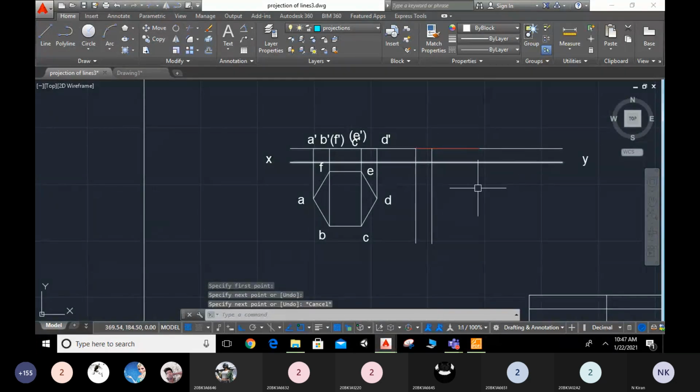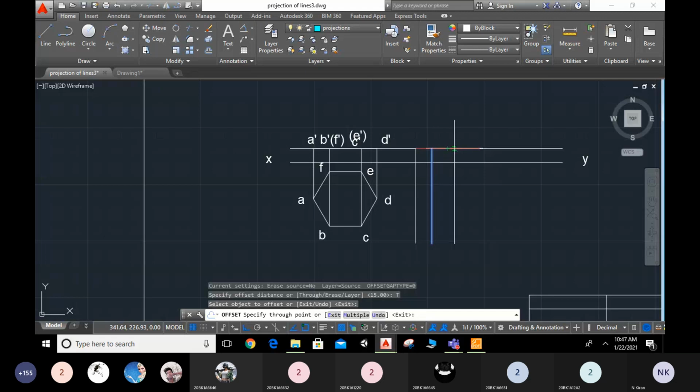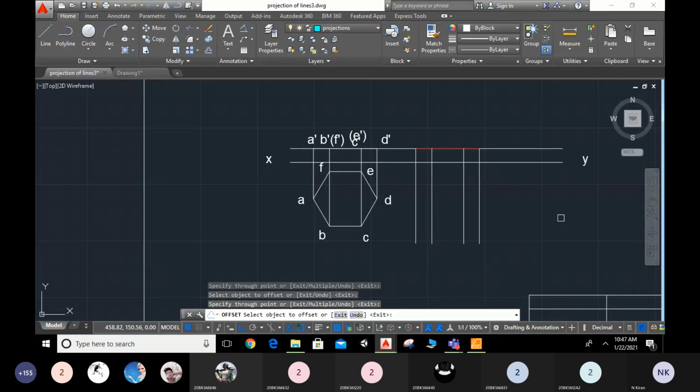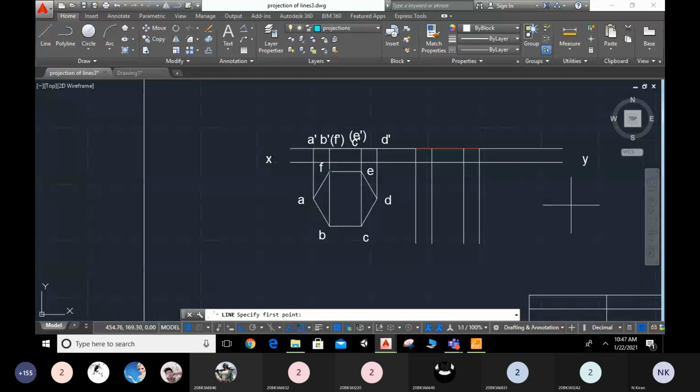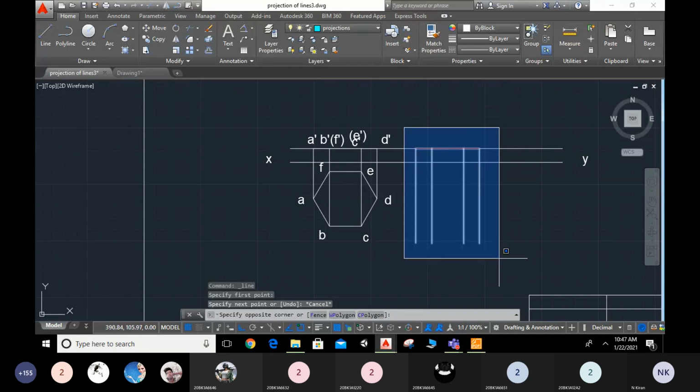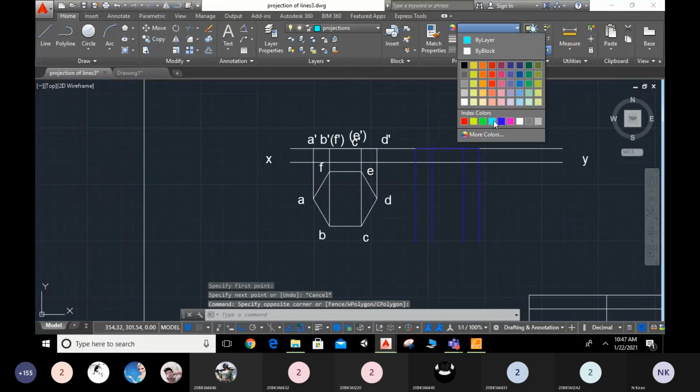And if you select offset, O enter, and through, I will select this line. And here, see, offset and again through. Did I get the projections? Now next, I will select the line from here also. Should I change the color of this projection line? Let me change the projection lines to blue color so that it is somewhat easier for you.